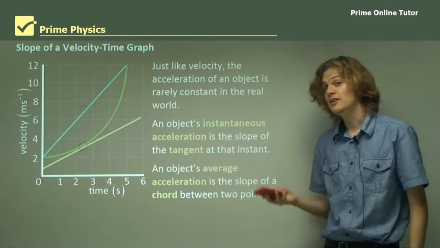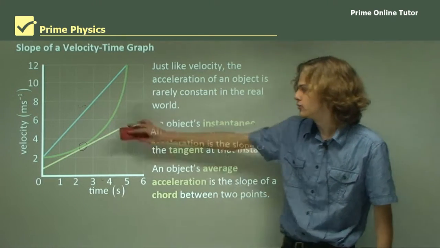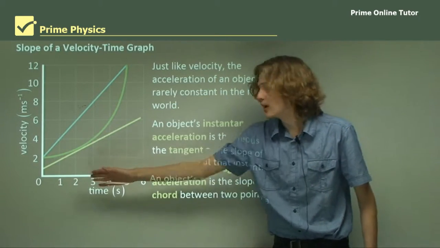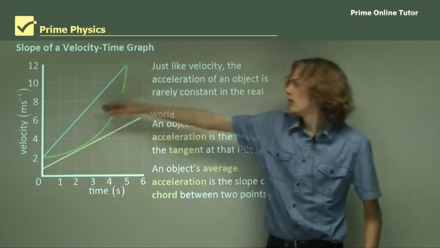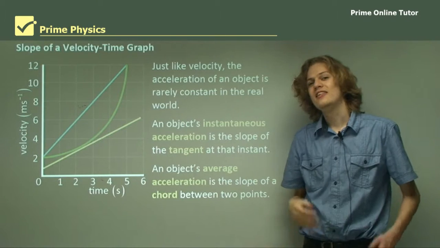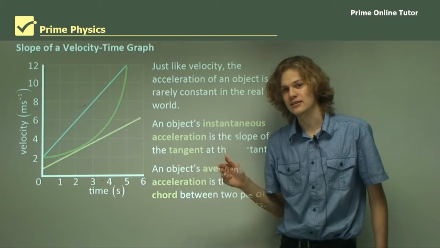An object's average acceleration, on the other hand, is the slope of a chord between 2 points. So if we wanted to know this object's average acceleration over these 5 seconds, we would draw a chord from this point to this point, and the slope of this blue line would give us the average acceleration that the object experiences over these 5 seconds.